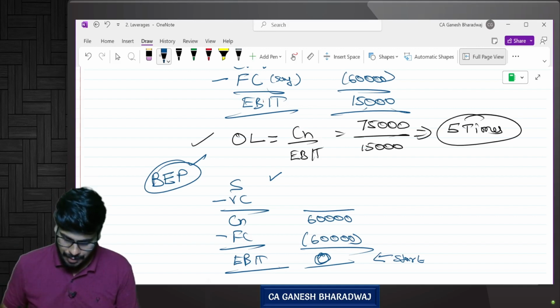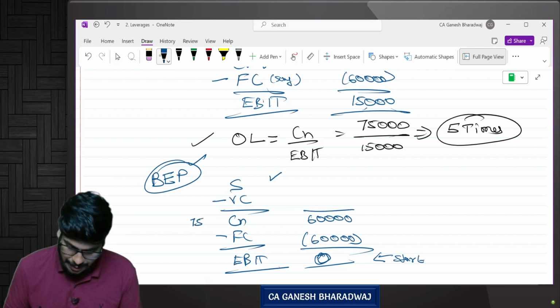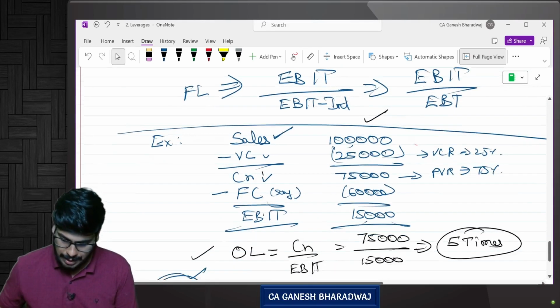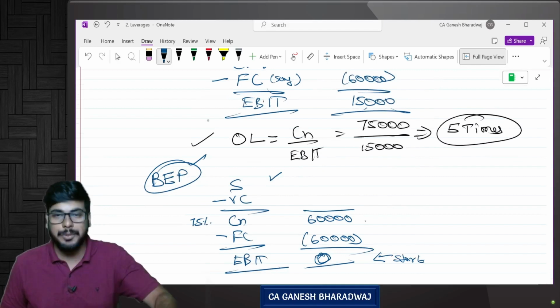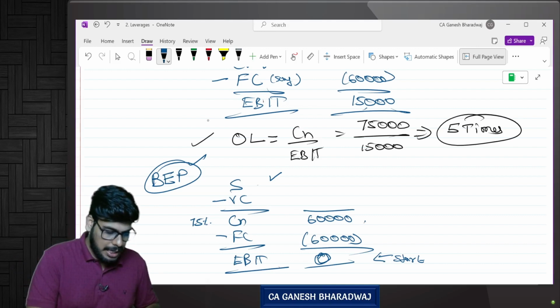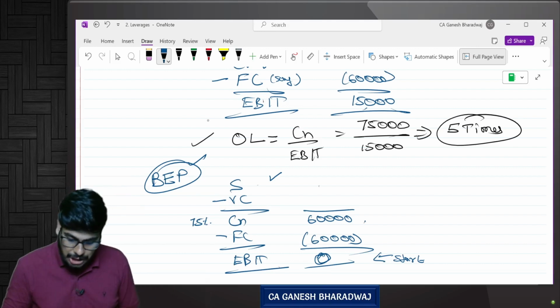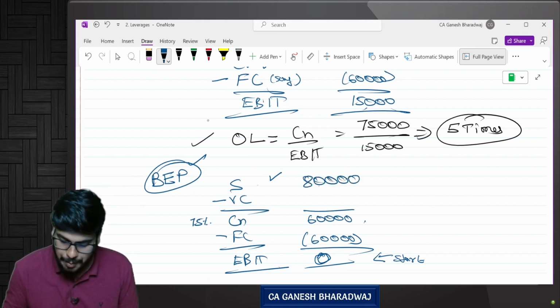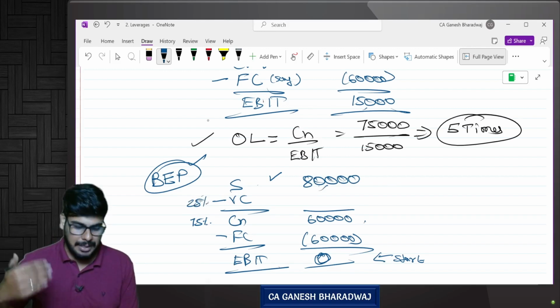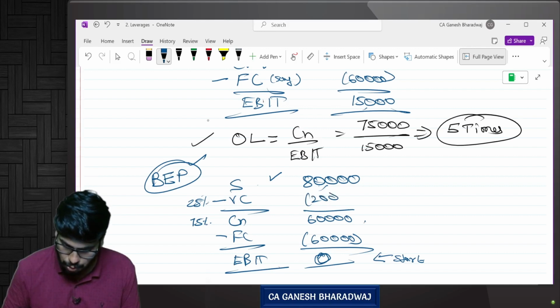And now we know that contribution is what? 75% of the sales. Yes or no? That is the PV ratio, correct? Yes, if 75% has to be 60,000, how much should be 100%? 60,000 divided by 75 into 100. So can I say your sales should be 80,000, correct or not? Or in other words, if this is 80,000, 25% of this will go off. That is 20,000 will go towards your variable cost.